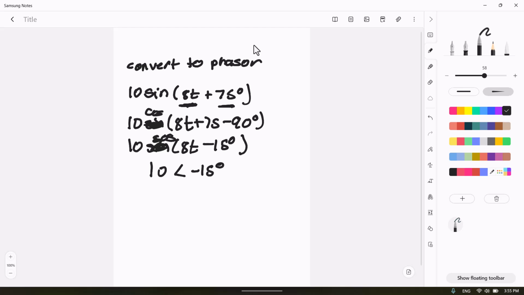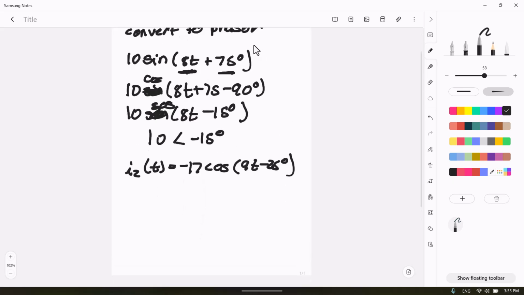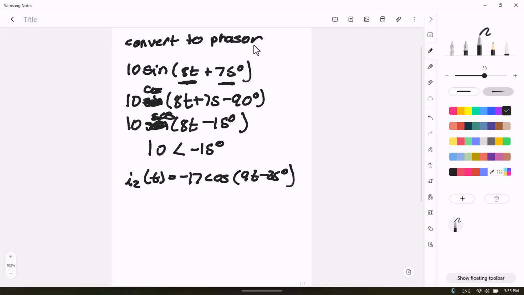So our next one, I have I2 of t is negative 17 cosine 9t minus 25 degrees. Now, there's nothing wrong with this as a trig function. As a trig function, it's just fine. I can have that negative number. But for phasors, the number represents our amplitude, and that needs to be a positive number. So in order to make this a positive number, we need to add 180 degrees to our phase, and then it will become positive.